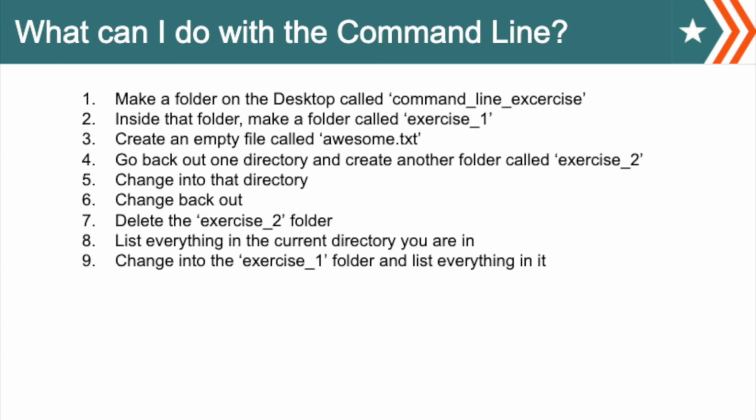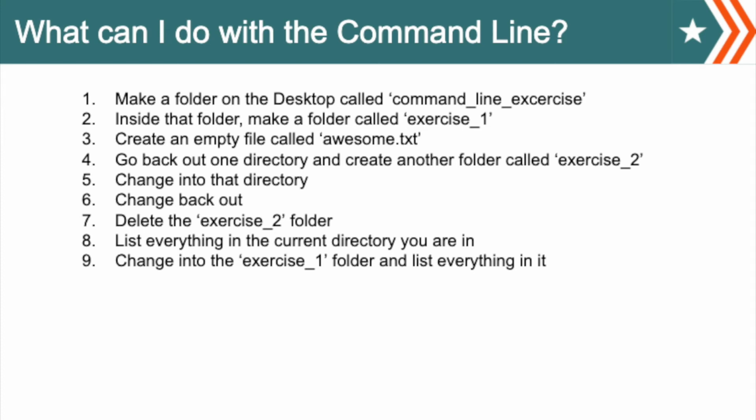And then you're going to create an empty file called awesome.txt. So how do you create a file? You just do the touch command followed by awesome.txt. Then you want to navigate back out one directory up and create another folder called exercise 2. So you're going to cd space .. up one level and then make directory called exercise 2. And you're going to change into that directory by doing cd space exercise 2. And then you're going to change back out of that directory, which is cd space ..